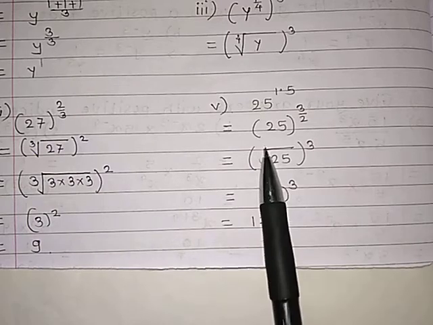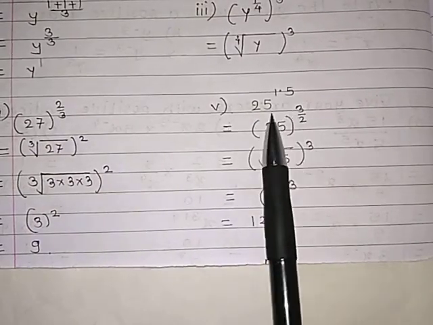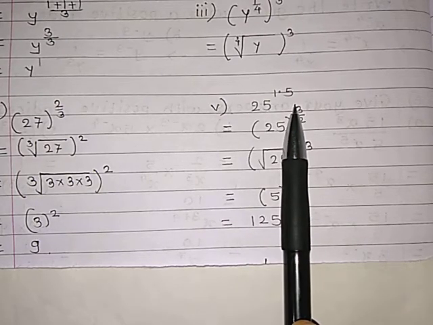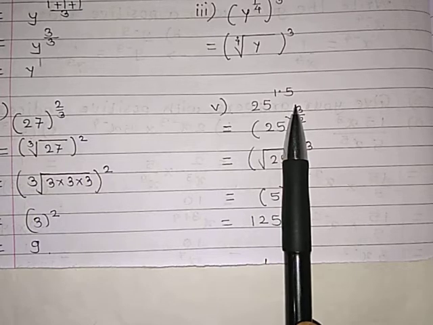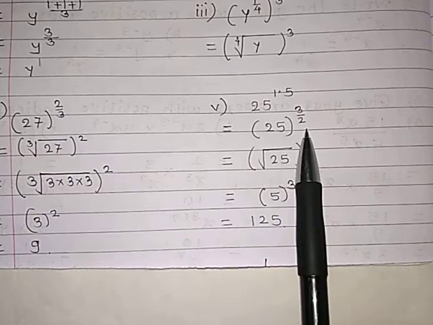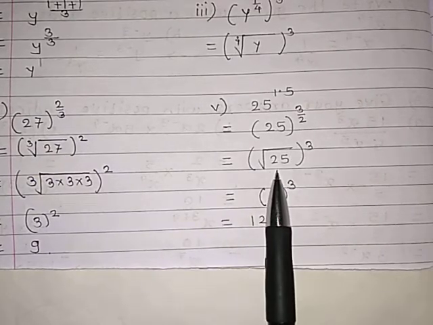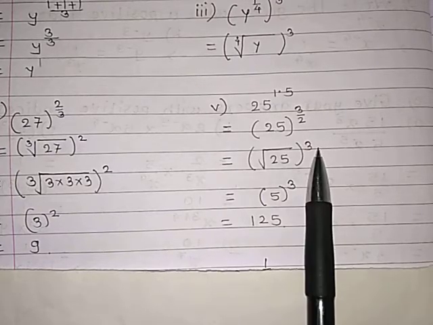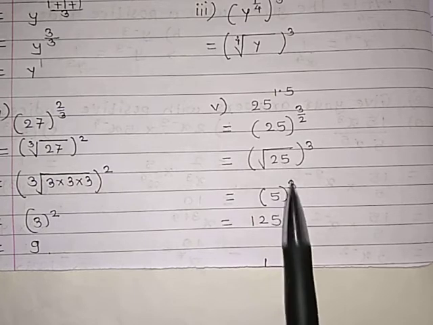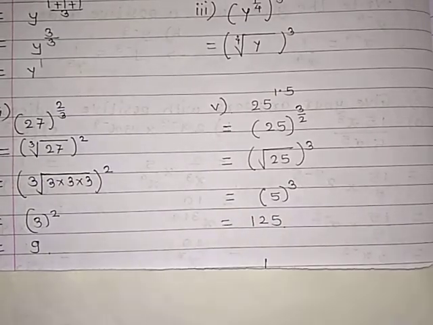Okay. Now question number 5. 25 raised to 1.5. As we know, 1.5 means 3 upon 2. We can write 1.5 as 3 upon 2. So it will be 25 raised to 3 upon 2. 3 upon 2 means what can we write? It will be square root of 25 bracket cube. So what is the square root of 25? It will be 5 and its cube will be 125.